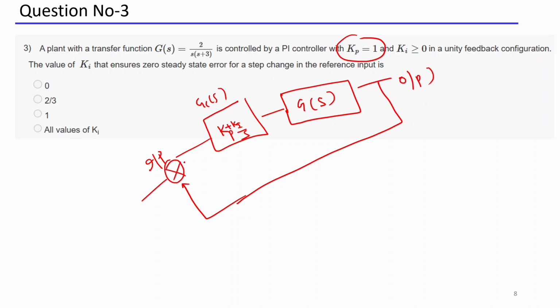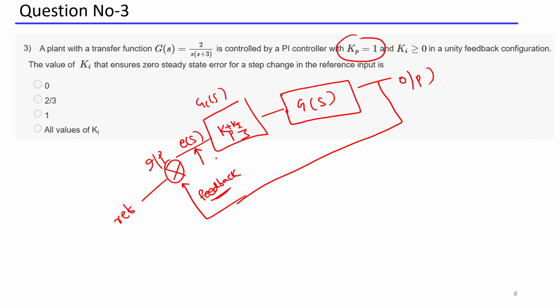Okay, it is getting subtracted, this error is coming, E of s. Here we want to minimize this E of s so that our reference should exactly match with the feedback. That is the concept in every control action. If you're doing a closed loop control, this is always the necessity: you have to minimize this error.